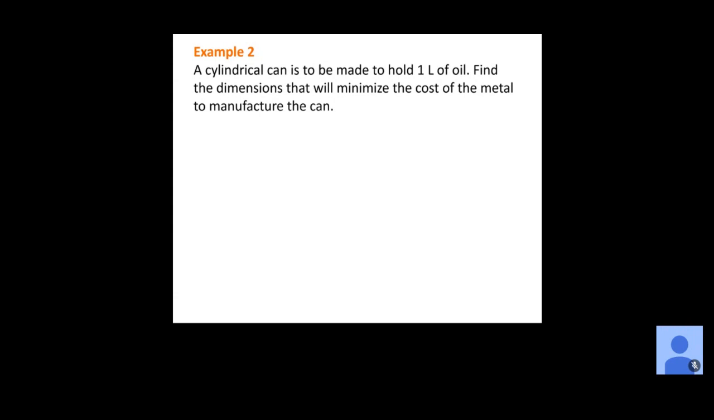So here we've got a cylindrical can. We want to make it hold 1 liter of oil. We need to find the dimensions that will minimize the cost of the metal to manufacture that can. So what do you think we should do first? All right, good. Let's sketch the picture, right? So what are we going to draw this time? It's a cylinder, right? Okay, so make sure we're sketching a cylinder this time.